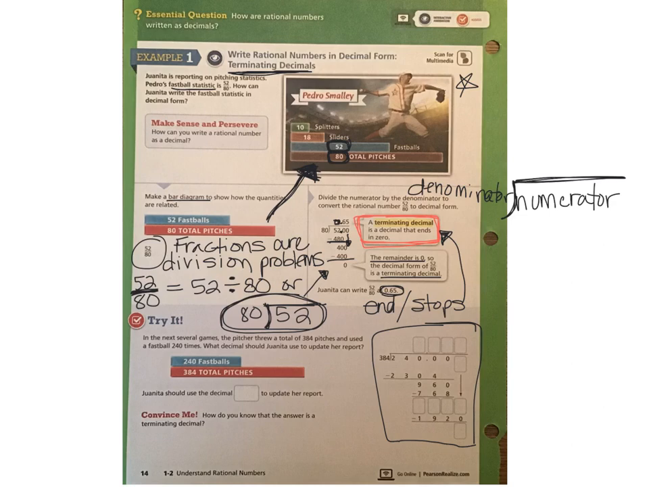So in the next several games, the pitcher threw a total of 384 pitches and used a fastball 240 times. So here's our new fraction. 240 is our numerator, and our denominator is 384. So we're going to change that into a decimal by again doing that long division. So I want you to pause the video and try the long division. See if you can get a decimal answer for that fraction.